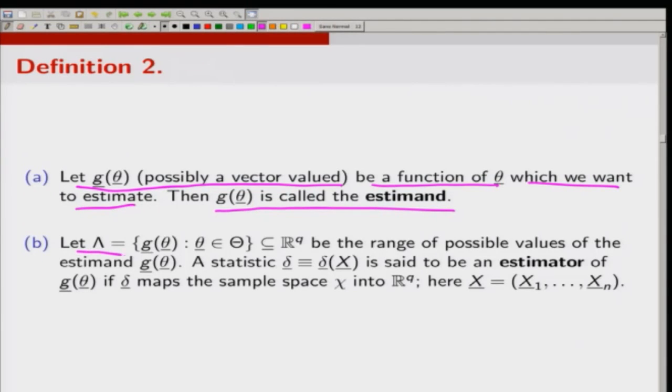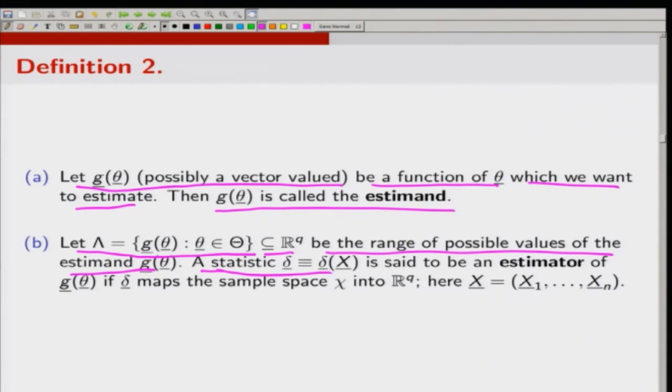So let capital lambda, the collection of all those g(theta) such that theta belongs to capital Theta, which is a subset of R^q, be the range of possible values of the estimate g(theta). So I need an estimate of this. So I defined what we mean by an estimator of this.